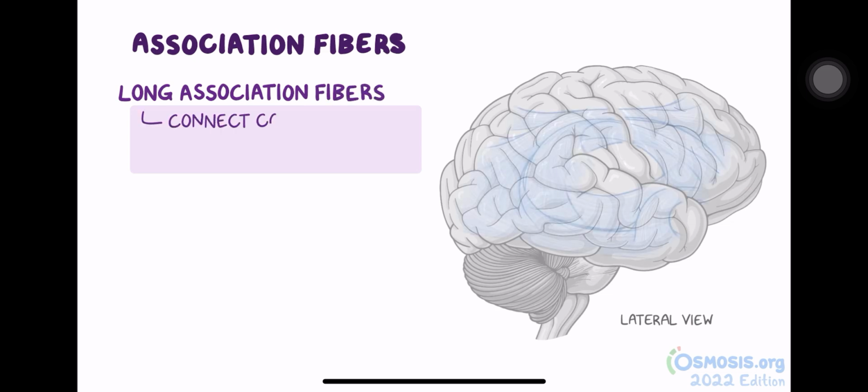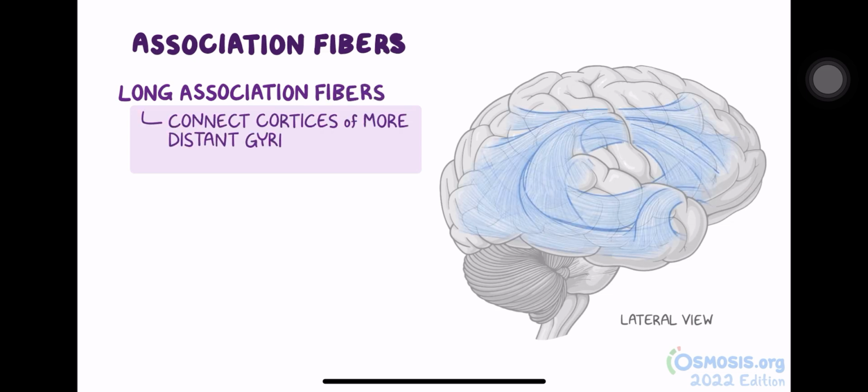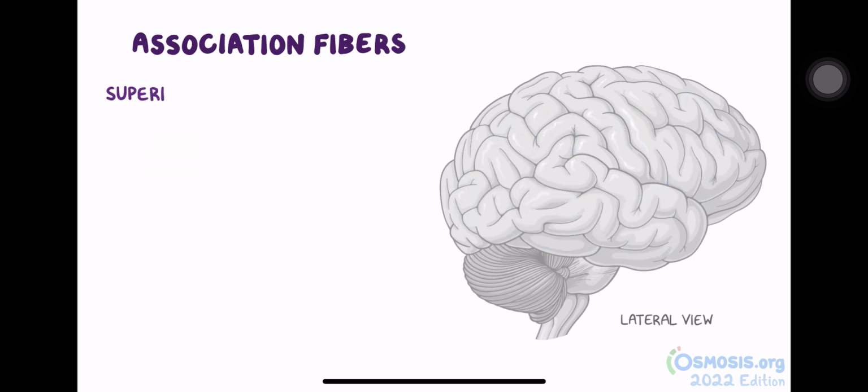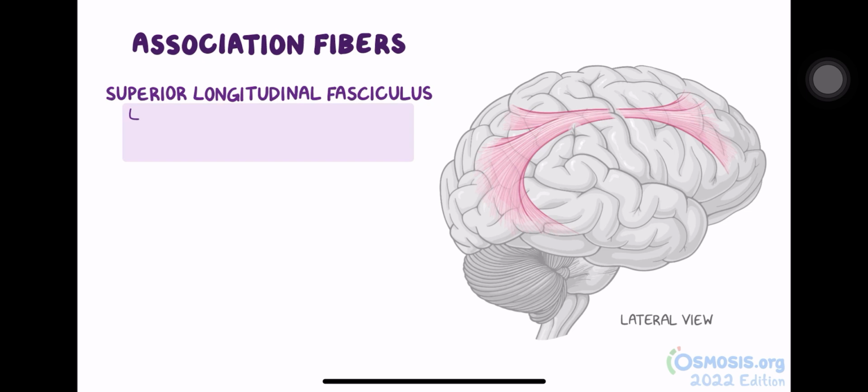On the other hand, the long association fibers connect the cortices of more distant gyri and are grouped into fascicles, or bundles. First, there is the superior longitudinal fasciculus, which connects the frontal, temporal, and occipital lobes.